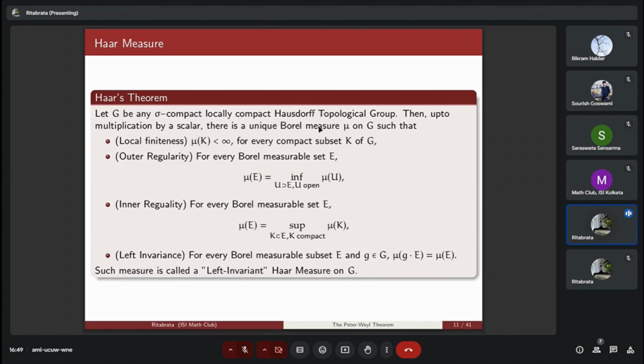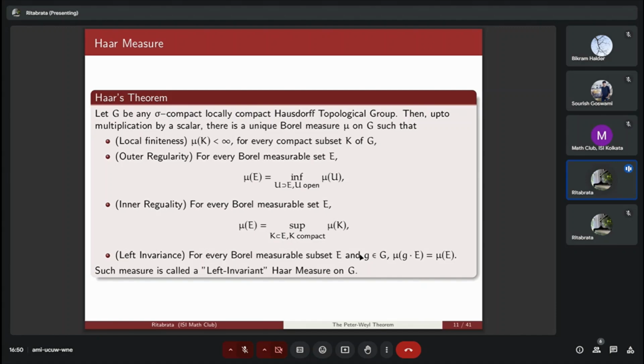Up to multiplication by a scalar, there is a unique Borel measure that satisfies, which is finite on every compact set. We can approximate any set from above by open sets and from below by compact sets. That is, for any Borel measurable set E, mu of E is the infimum of all mu of open sets U that contain E. Basically, you can approximate from above by open sets, and similarly, you can approximate from below by compact sets. And this is most important, it is left invariant.